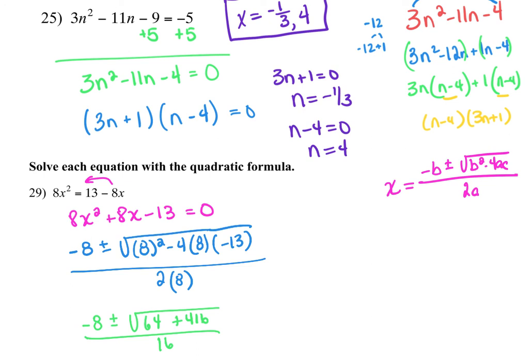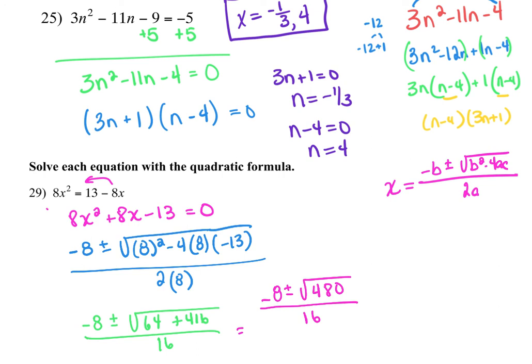Distribute. All right. Negative 8 plus or minus the square root of, add your 416 and your 64, which is what, 480? All over 16. Do not cancel just the 8 and the 16, please. That is wrong. We need to simplify my radical. All right. And then we need to pull out your simplified radical and go from there.